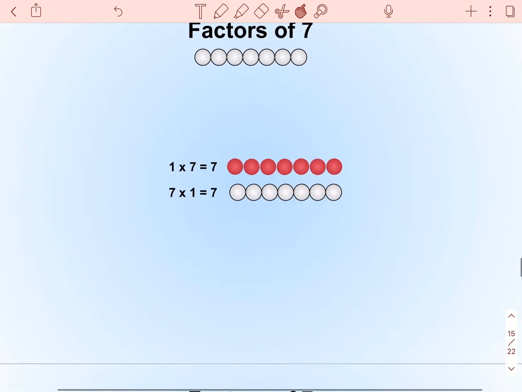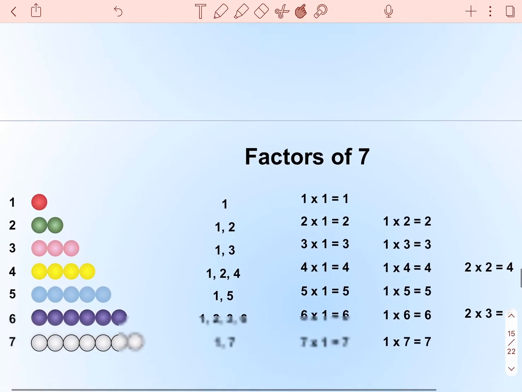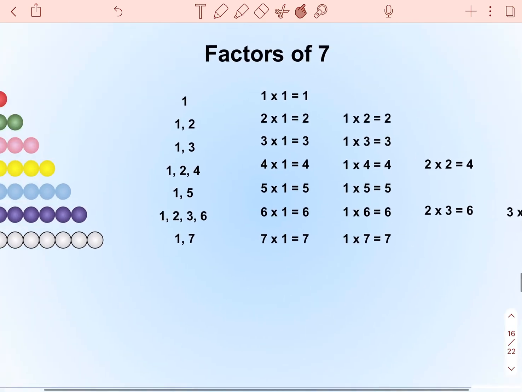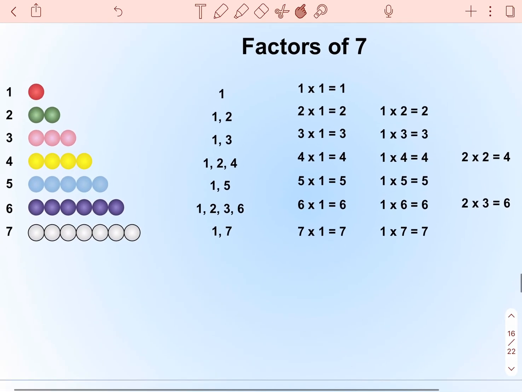How about 7? 7 is like 1, 2, 3, and 5. It just has these 2 ways to make it, out of 1s or out of a 7. So we can go ahead and record that in your notebook. And you'll have a chance to record more of this too after the lesson if you need to. Of course, you can always pause it or rewind if you need more time.